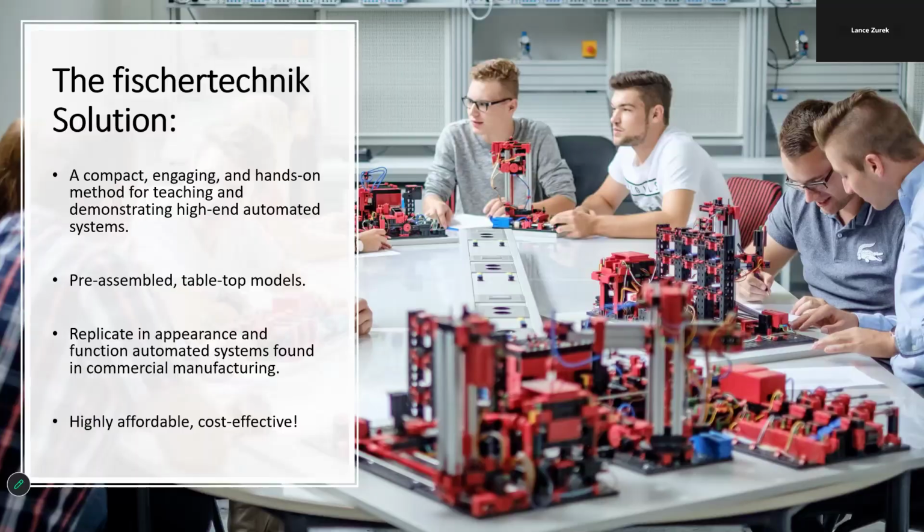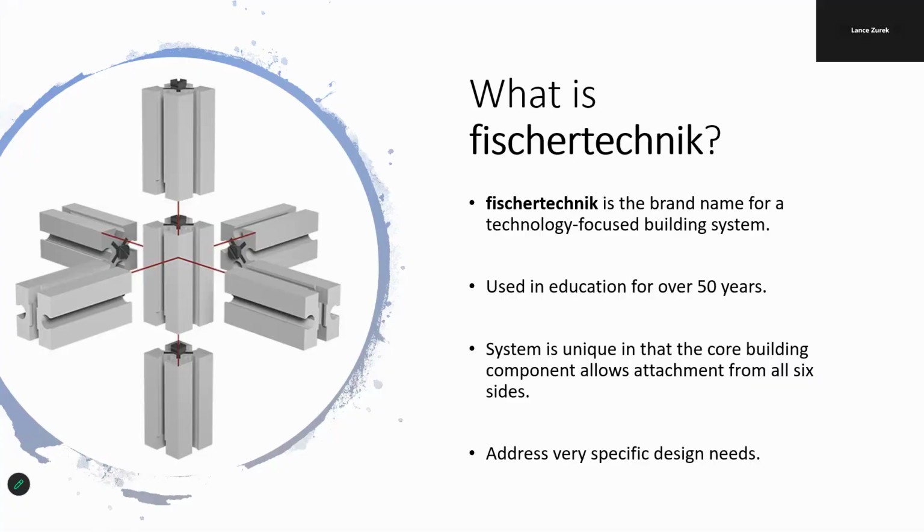What makes the system unique is that unlike other popular construction systems where the components were designed mostly to stack, the fischertechnik system was created with more of an engineering mindset. And this was all based around the core building block, which you see on the screen right now. The core building block was designed to enable attachment from all six sides, which allows for almost limitless design possibilities. Many of the parts that are used in the system are designed to lock in place using a tongue and groove assembly method. And there are literally hundreds and hundreds of different parts available that will help technical builders to address very specific design needs.